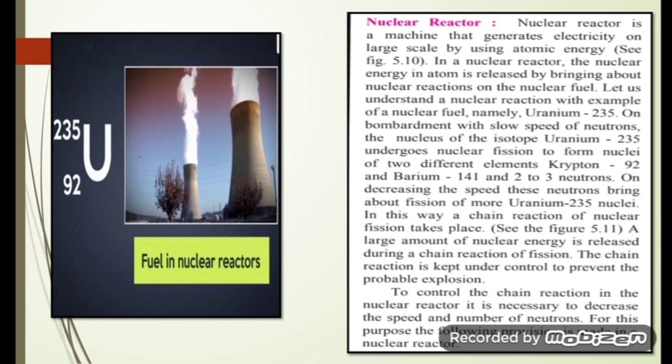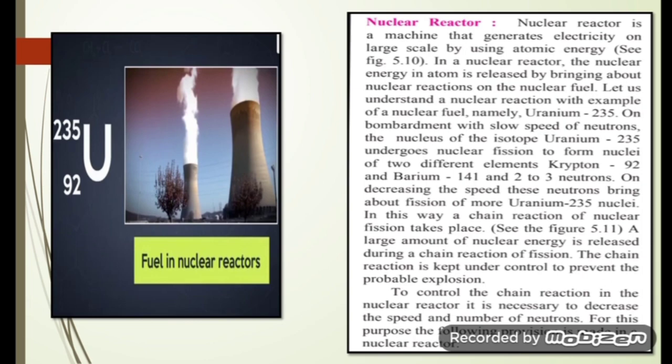Now what is a nuclear reactor? A nuclear reactor is a machine that generates electricity on a very large scale by using atomic energy. In the figure you can see children, in a nuclear reactor, the nuclear energy in the atom is released by bringing about nuclear reactions on the nuclear fuel. Let us understand the nuclear reaction with the example of the nuclear fuel uranium-235.